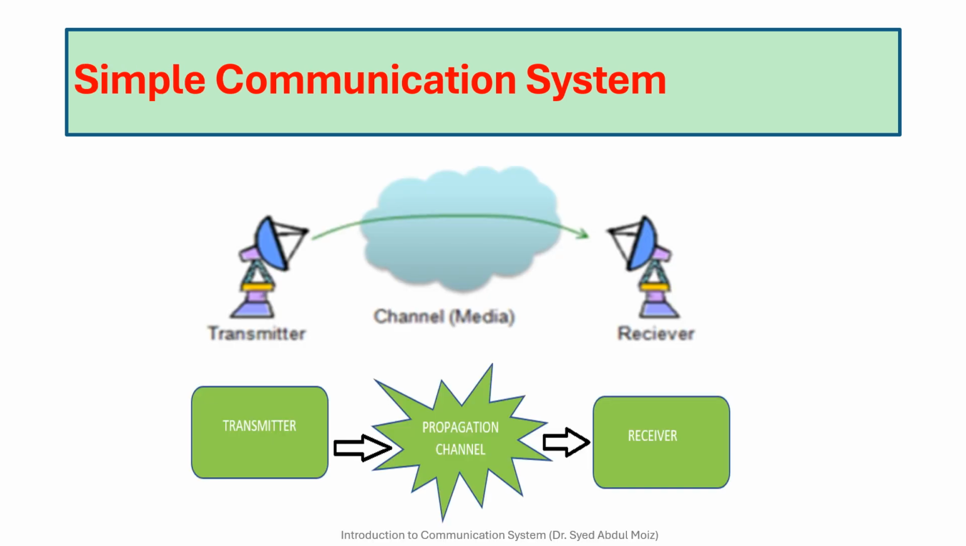Now we discuss a simple communication system. A simple communication system consists of three key elements: a transmitter, a channel, and a receiver. The transmitter is where the message starts; it converts the information into a signal for transmission. The channel is the medium, such as air, wire, or optical fiber, that carries the signal to its destination. Finally, the receiver takes the signal from the channel and converts it back into the original message for the intended user. This process ensures the efficient transfer of information from one point to another point.